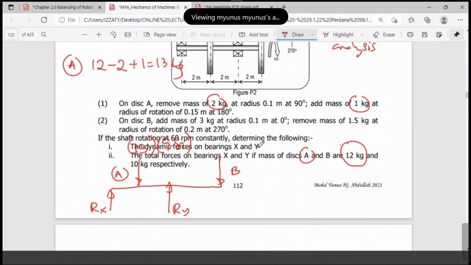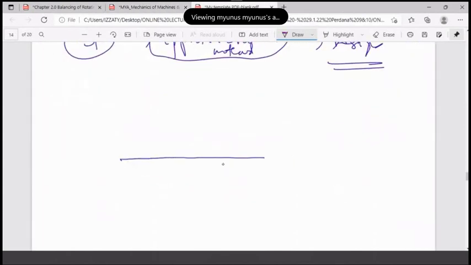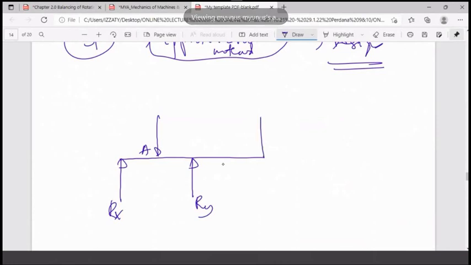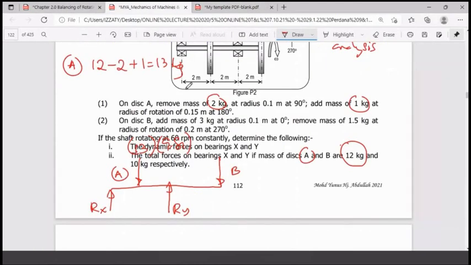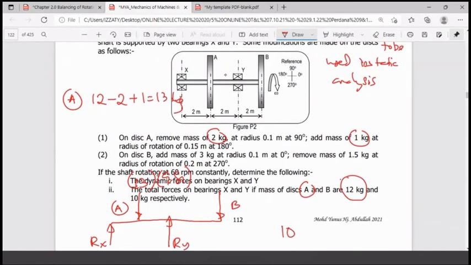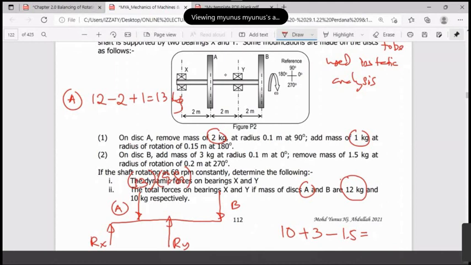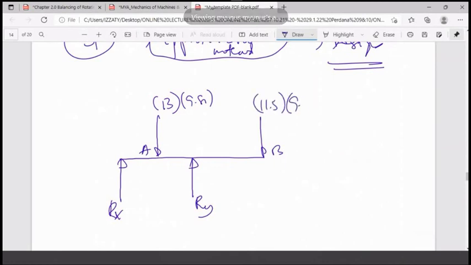Here, this one is Rx and Ry. This one is MA for A. This one is your MB. So here MA is 13 times 9.81. Okay, no longer 12. Look at B now. What happened to B? Initially B is 10 kg. On this B add 3 mass, plus 3. Then remove 1.5, minus 1.5. So 13 minus 1.5 becomes? Anyone? Thank you, 11.5. So you use this one. 11.5 multiplied by 9.81.